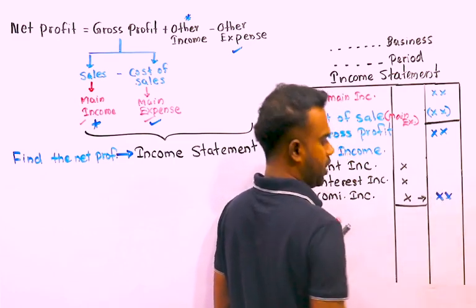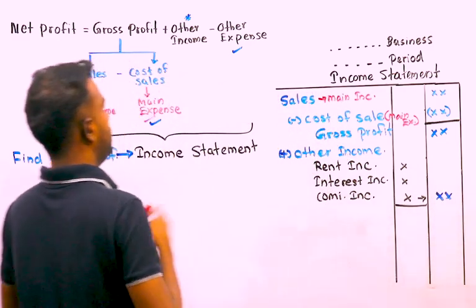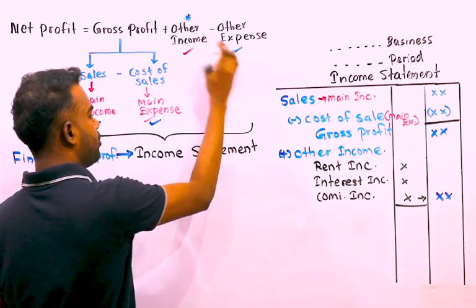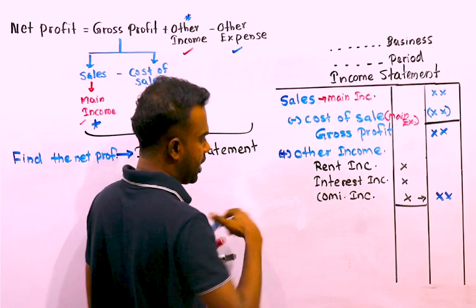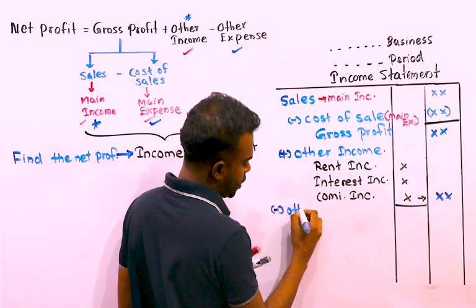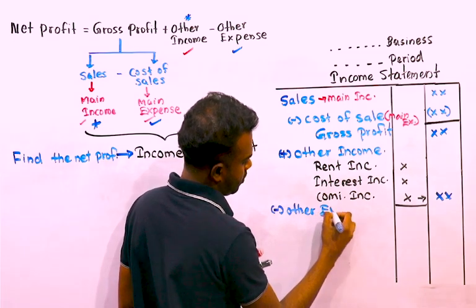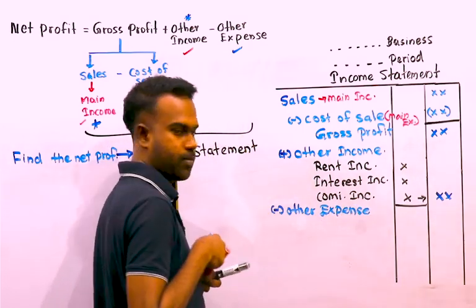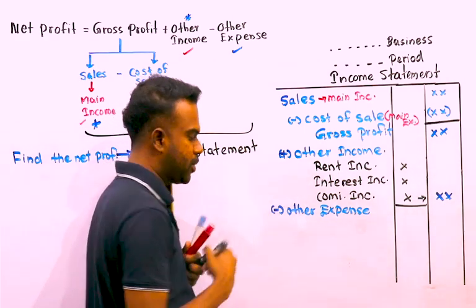Then what we have to do? Next one. Other expenses should be minus. Therefore, you can deduct them like here. Other expenses. Understood? Are there any expenses you can write down here?